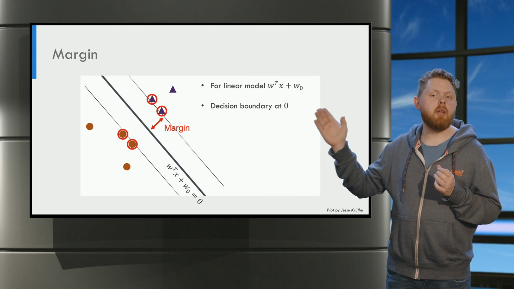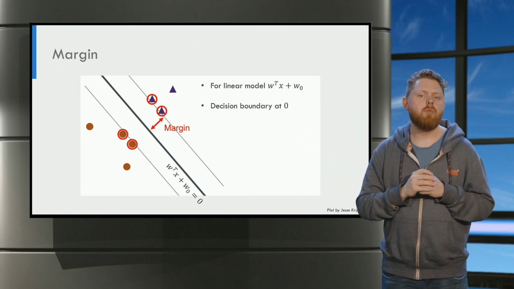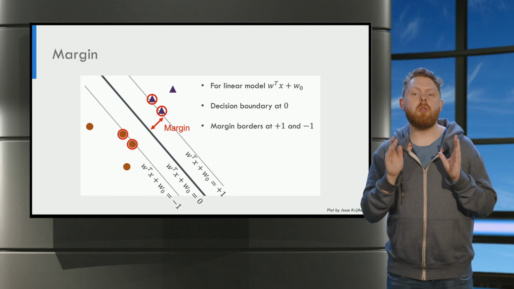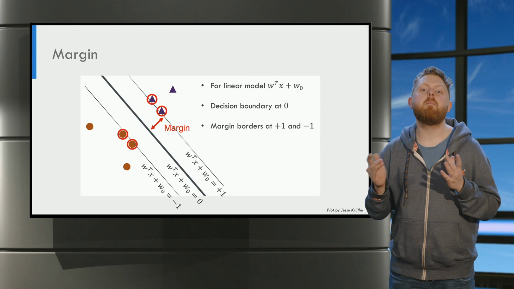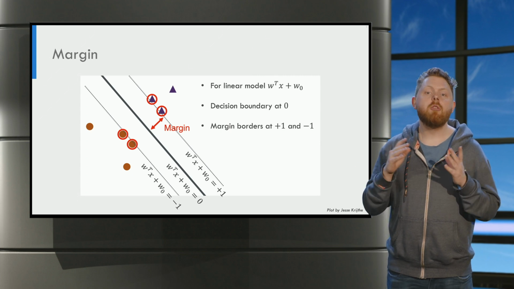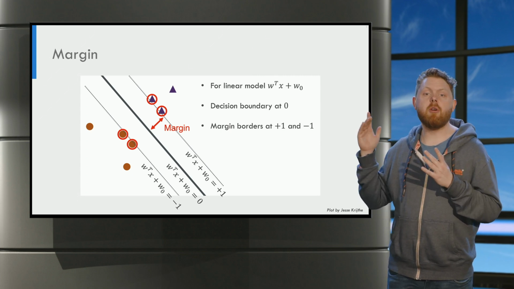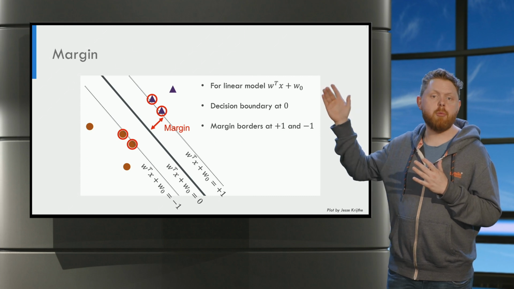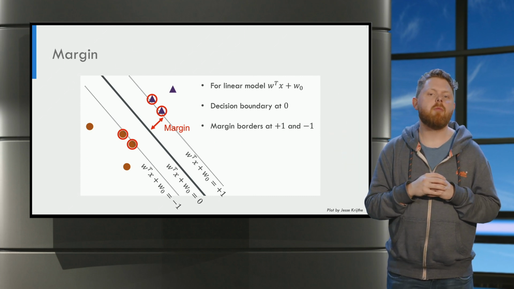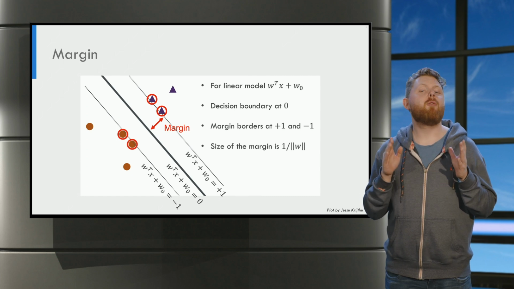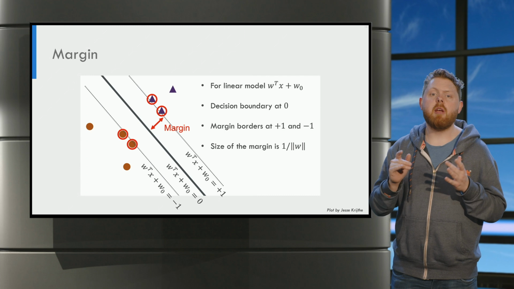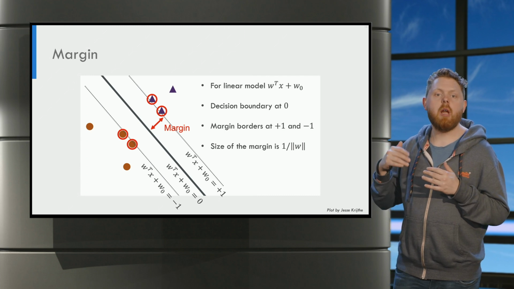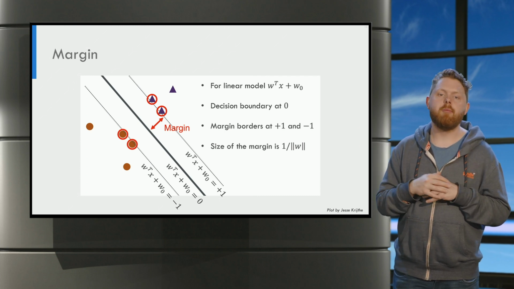Now how do we obtain the dotted lines here? Well, one option is to define these lines by setting the equation to +1 and -1. Solving these equations, we obtain the dotted lines that go through the support vectors. With this formulation, we can calculate the size of the margin by taking 1 over the norm or length of the vector W.